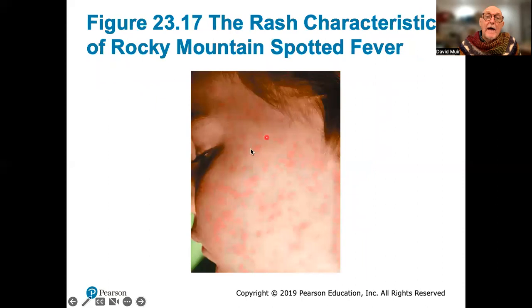Here's the typical rash. This is on the face, but it will be over the whole body. In children, this can be mistaken for measles, but these spotted fevers cause a rash on the palms of the hands and on the soles of the feet, which measles never does. So that is one way that the differences can be spotted.